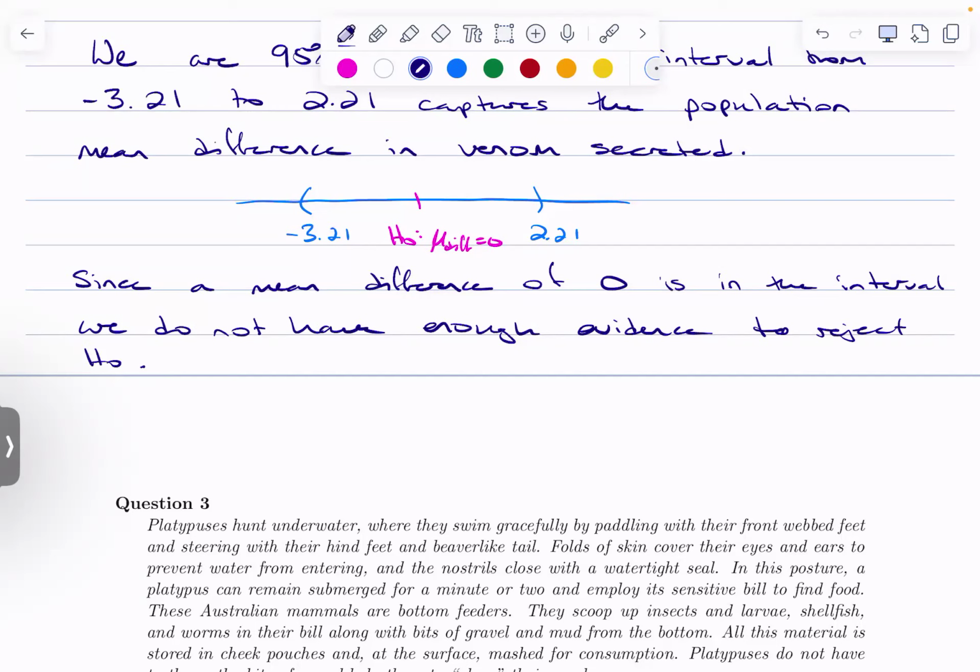Right. So if 0 wasn't in it, then could we reject it? Yes. Okay. Yeah, because if it's entirely negative, then you're 95% confident that whatever you subtracted is higher than what you subtracted it from.